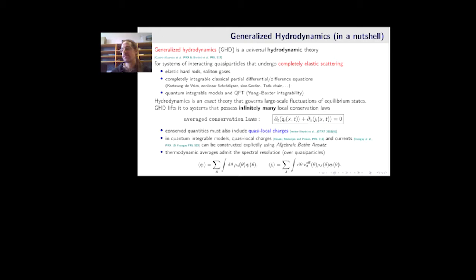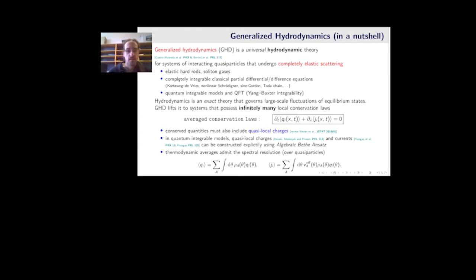So completely elastic scattering, what do I mean by that? You have not only conservation of energy and momenta of your quasi-particles, but indeed you have that the entire distribution, the entire set of quasi-momenta of quasi-particles that enters the scattering region leaves that region unchanged. This is a very special constraint on the scattering matrix, and it turns out that integrability is pretty much synonymous to this condition.